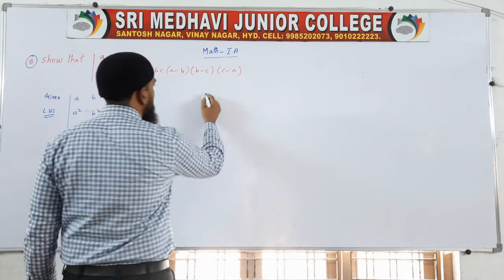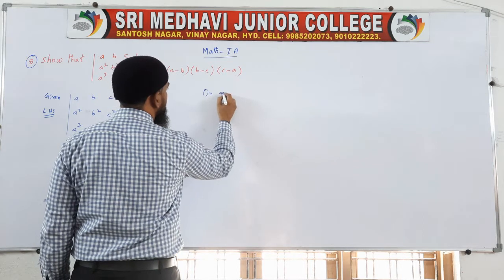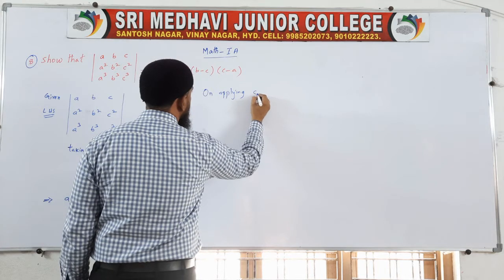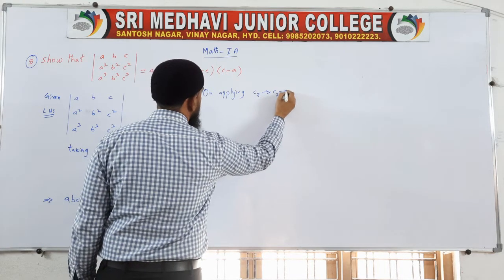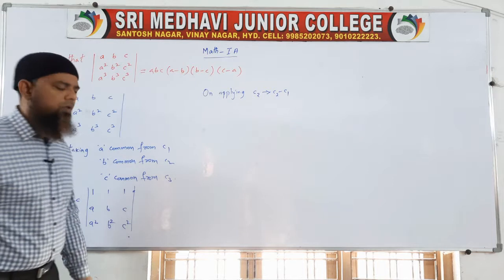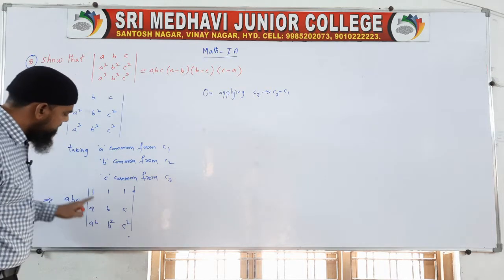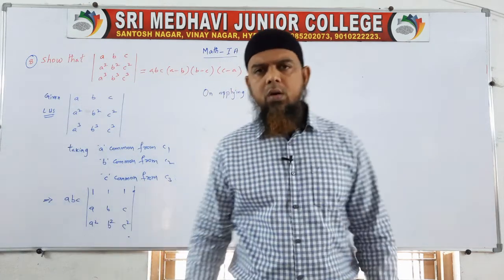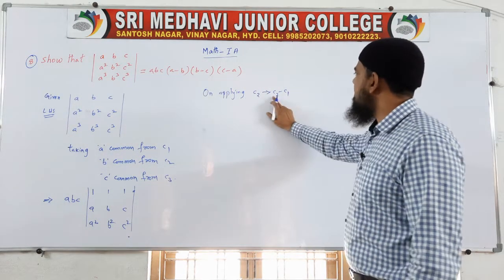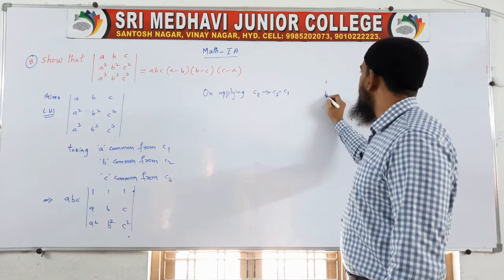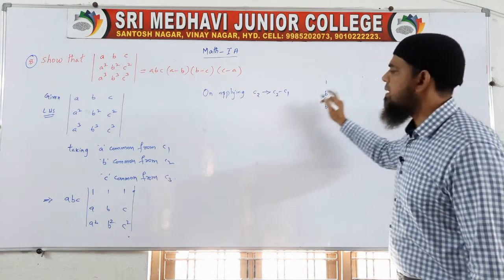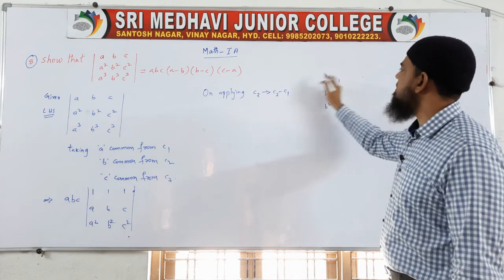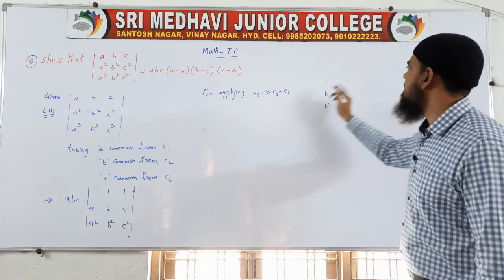Now see how to write. You can write like this, not a problem. If you can't write, not a problem. On applying, C2 tends to C2 minus C1. What am I doing here? From C2 I am subtracting C1. So do the rough work column wise only. First I am writing C2: 1, b, b square, then C1: 1, a, a square. I want to do minus in between C2 and C1, minus is there, no?